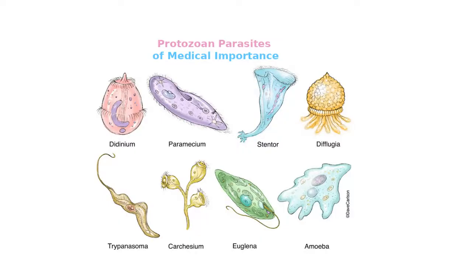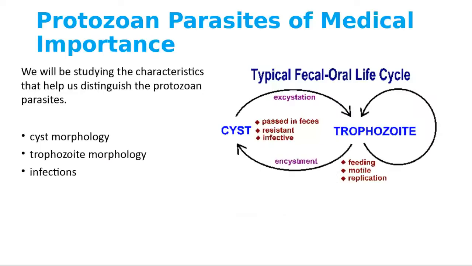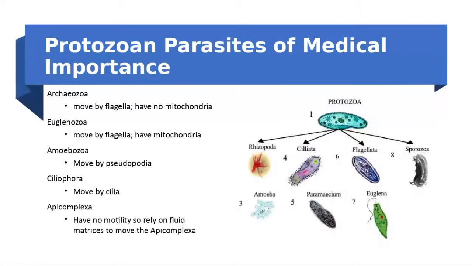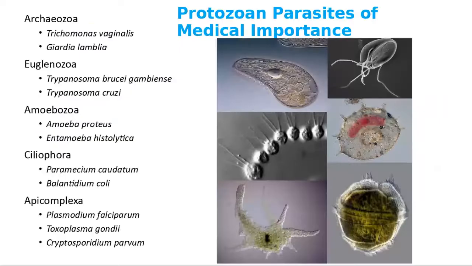All right. Protozoal, right? So we're going to be looking at the protozoal parasites today. Remember, it's all about the fecal oral route. It's about the cyst and the trophozoite, and then the infections it causes, right? We're going to be looking at the archaeozoa, the euglenozoa, the amoebozoa, the Pseudophora, and the apicomplexa. For the organisms you'll be responsible for, the archaeozoa: Trichomonas vaginalis and Giardia lamblia.